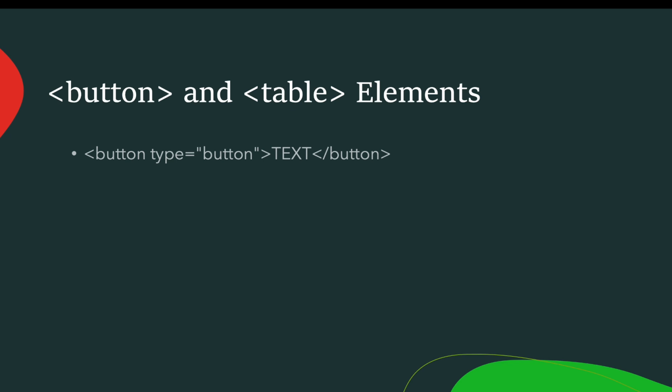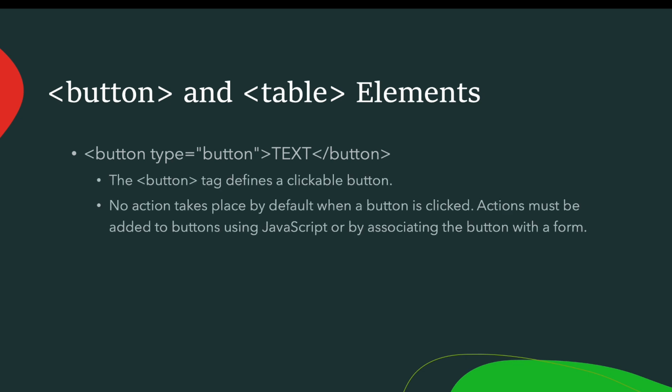So to add a button to our web page, the only thing that we need to do is to follow this example. Open an angle bracket and button type equals button, and then text. Whatever you put in there is the thing that is going to be shown in the button, right? And then you close it.